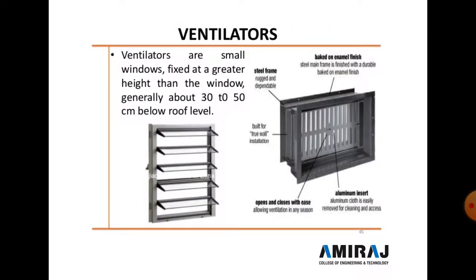Now next is a ventilation or a ventilator. Ventilators are small windows fixed at a greater height than the window, generally about 30 to 50 centimeters below the roof level. This type of window is provided for air circulation or ventilation. The main motto of this ventilator is not getting light from the outside but getting fresh air from the outside, and keeping the temperature inside of the room to a minimum.